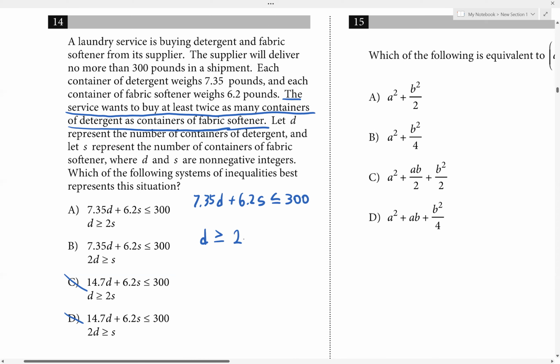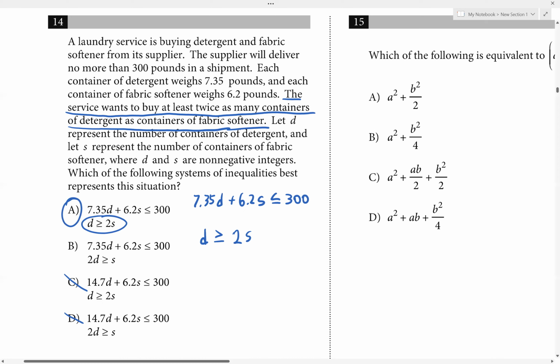So it'd be 2 times S on this side. D has to be greater than or equal to 2 times S, because the number of detergent has to be at least twice the number of softener. Okay, so D is greater than or equal to 2 times S, which will make it answer choice A, because that's the one that has that. But I have to be very careful here.